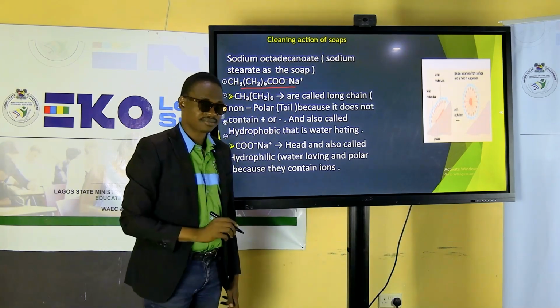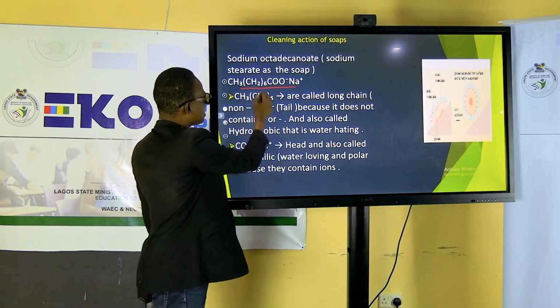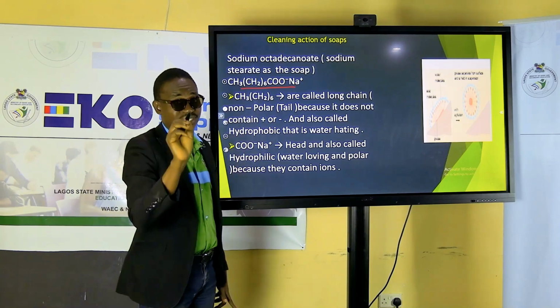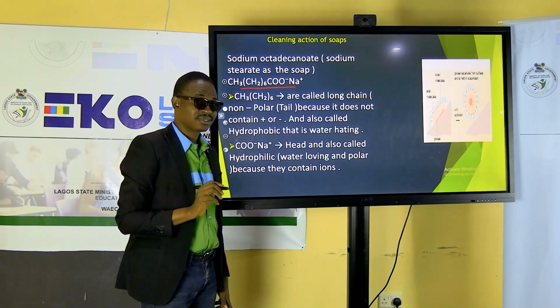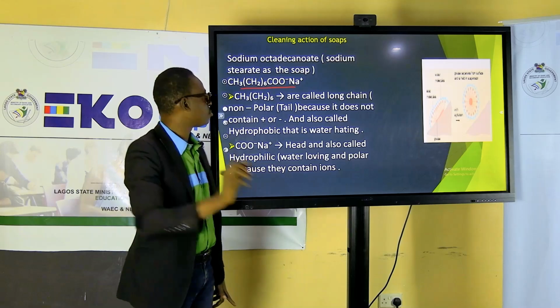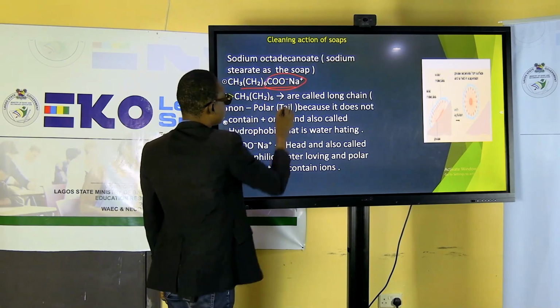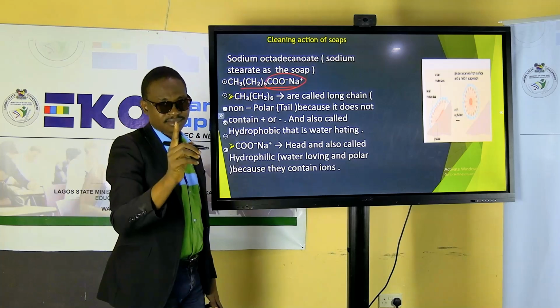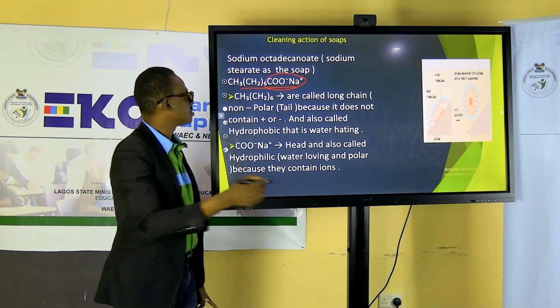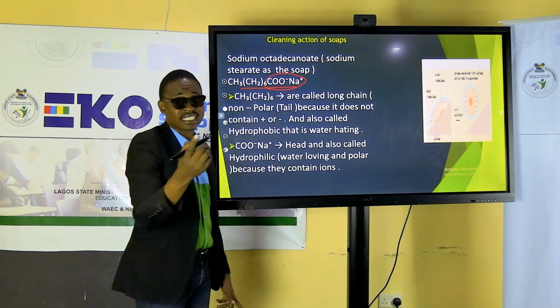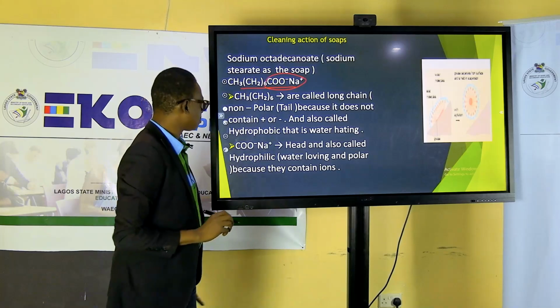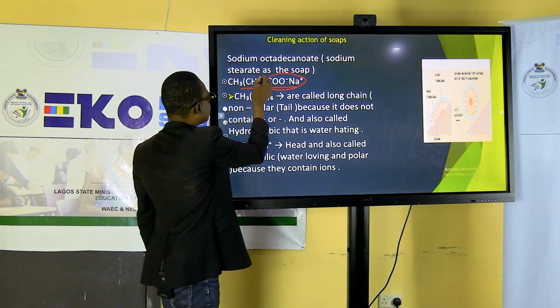Sorry about that. Now, what I underline is actually the chemical formula of soap. This is the head. The head contains positive and negative ions. Good. So what is this? This is the tail.